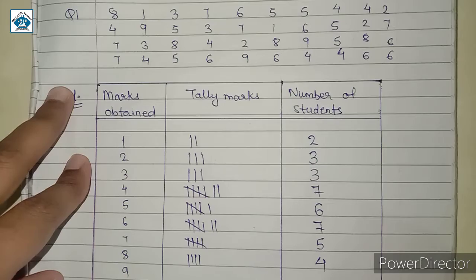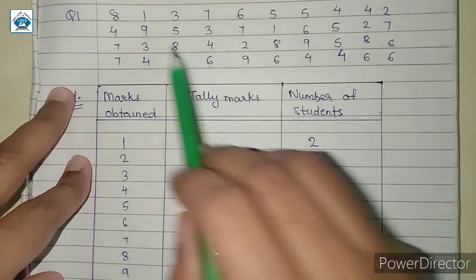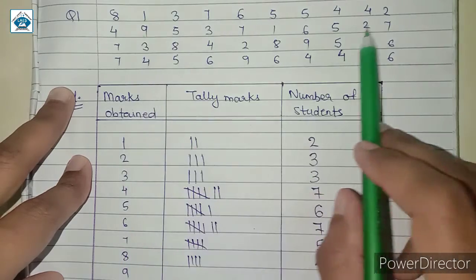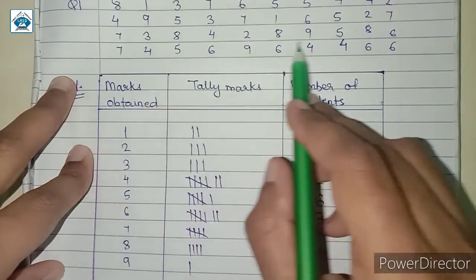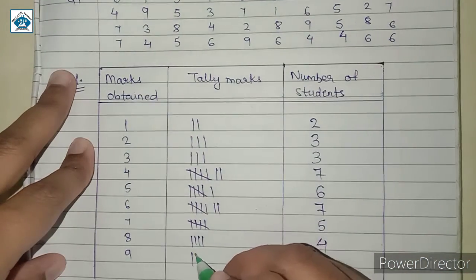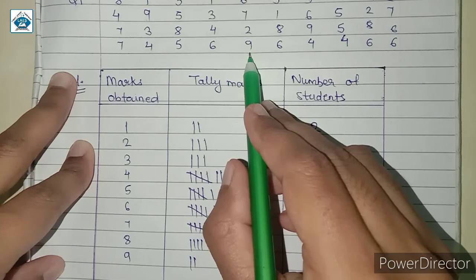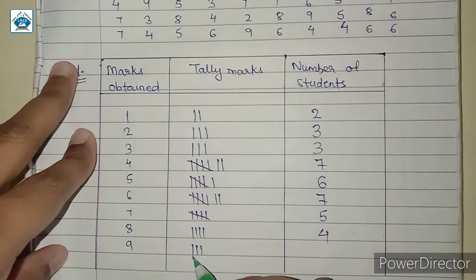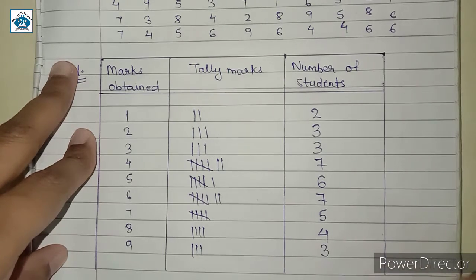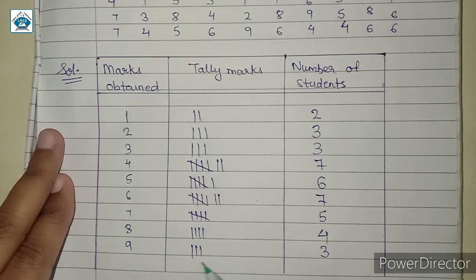And finally for the number 9, that is for 9 marks, in the first row we don't have any 9s. In the second row we have 1. So 1. In the third row we have once again 9 has appeared. So 2. And in the last row we have 1 more. So we will again make a line. So here 1, 2, 3 is the number of students who obtained 9 marks.